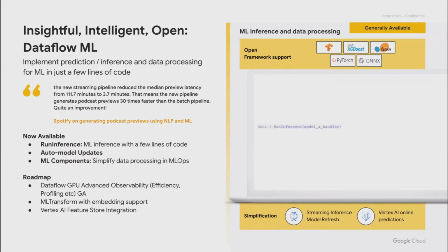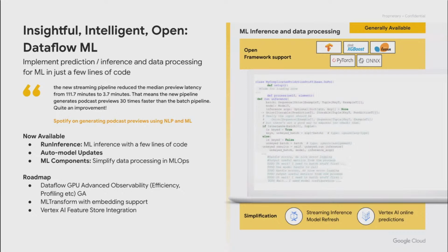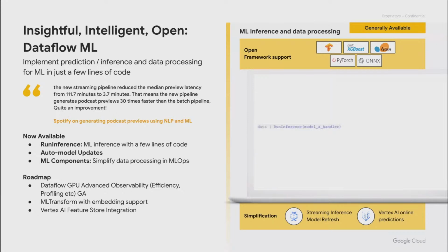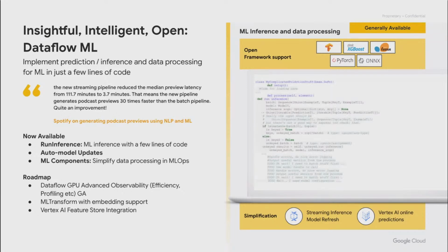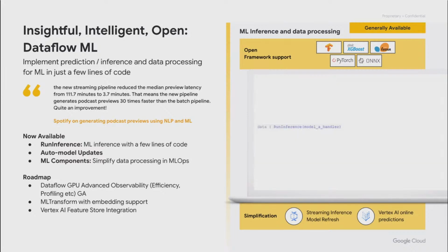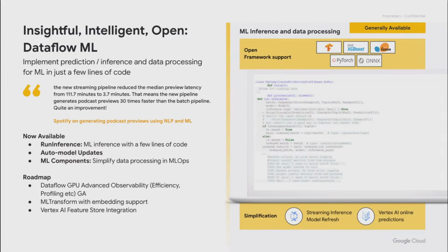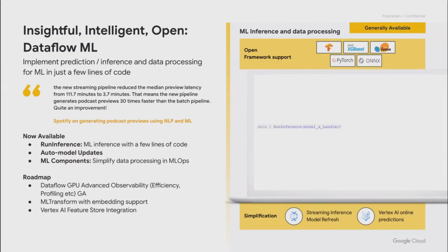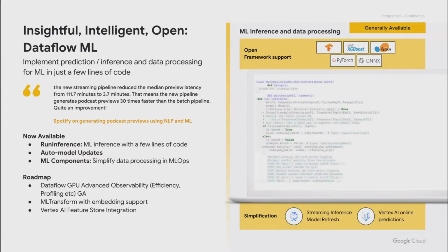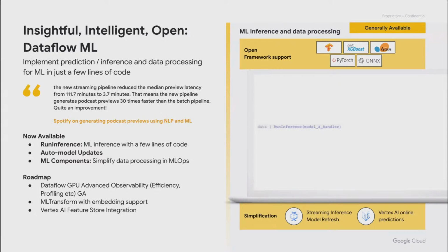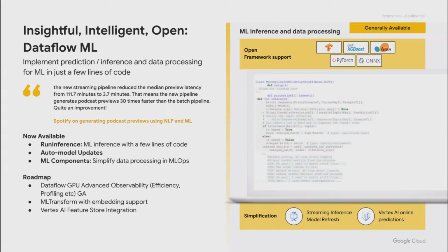The first is we are enhancing the level of GPU support that we have. A number of users today use GPUs in Dataflow for predictions. We are now extending or building new observability tools that will allow you to understand the level of utilization of GPU resources so that you can maximize efficiencies for your pipeline.